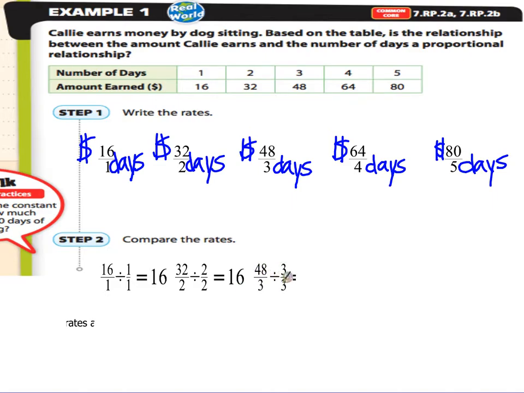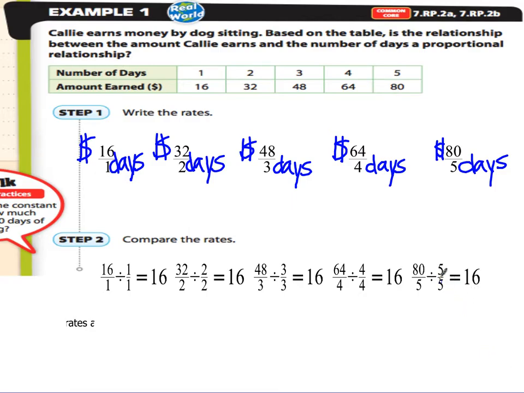Here, if I take $48 per 3 days, I find that I get $16 per day. Again, if I do $64 per 4 days and divide it by 4, I see that I get $16 per day. And here, if I do $80 per 5 days and divide, I find that I get a unit rate of $16 per day. So I found that in this case, yes, I did get a constant of proportionality of 16.